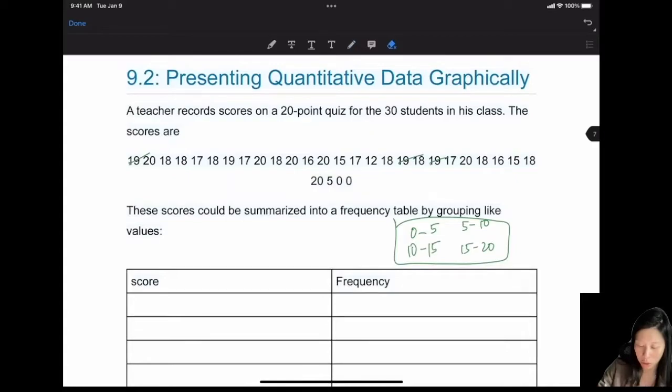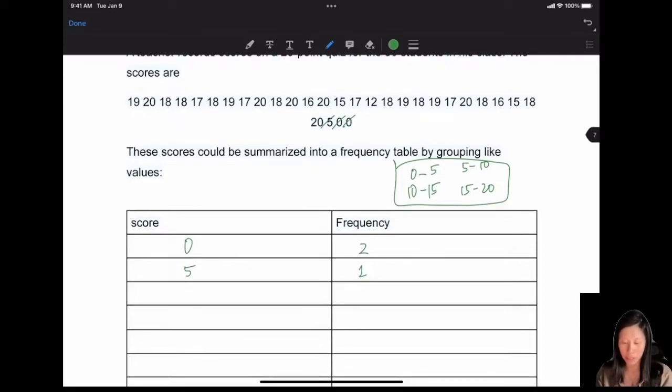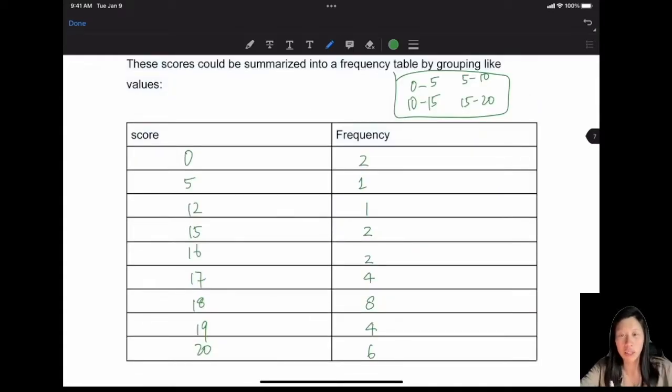It shouldn't be hard. So for score 0, each time you count one, you cross it out, so you don't repeatedly count it. So you have a 2 for 0, and for the next, 5, you have 1 student who got 5 points. Then I'm going to pause the video and count it by myself. You can also do it by yourself. Okay, I just finished counting. I hope you're done as well.